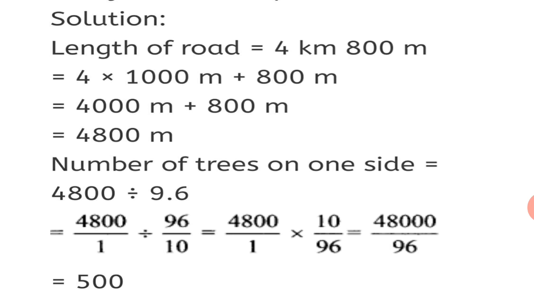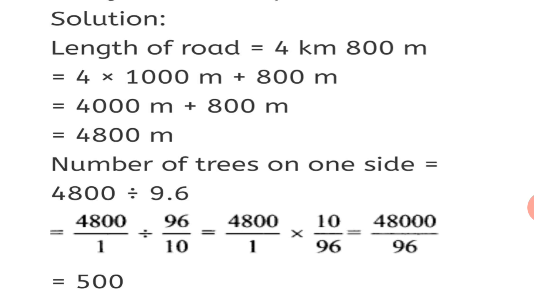Length of road is equal to 4 kilometer, 800 meter. Now, we want to convert it into meters. So, 4 kilometer we will convert into meters first and then add the 800 meters to it. 4 into 1000, because 1 kilometer is 1000 meter. So 4 into 1000 meter plus 800 meter is equal to 4000 meter plus 800 meter is equal to 4800 meters.